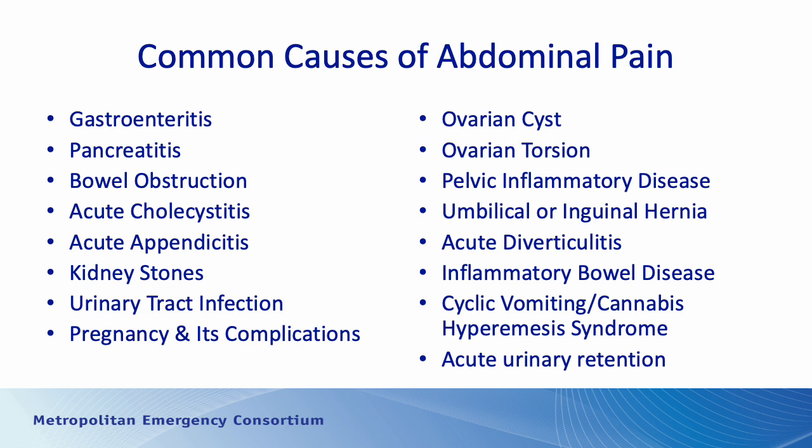Other gynecologic things we need to think about are ovarian cysts and ovarian torsions, as well as pelvic inflammatory disease. Pelvic inflammatory disease is infection of the tubes and ovaries, typically due to sexually transmitted diseases, but occasionally not. Always think about hernias: umbilical or belly button hernia, or inguinal hernia in the groin. You can also have ventral hernias, which are hernias through the abdominal wall in the front part of the abdomen, usually associated with previous surgery and a surgical scar.